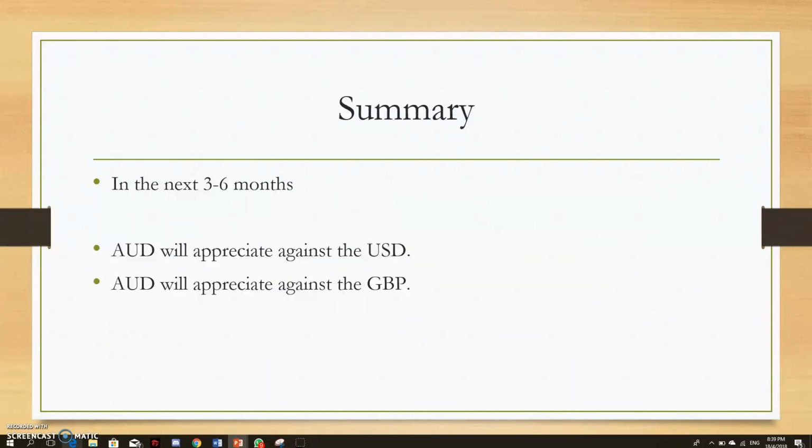In conclusion, AUD will appreciate against the USD and the GBP as well in the next 3 to 6 months.